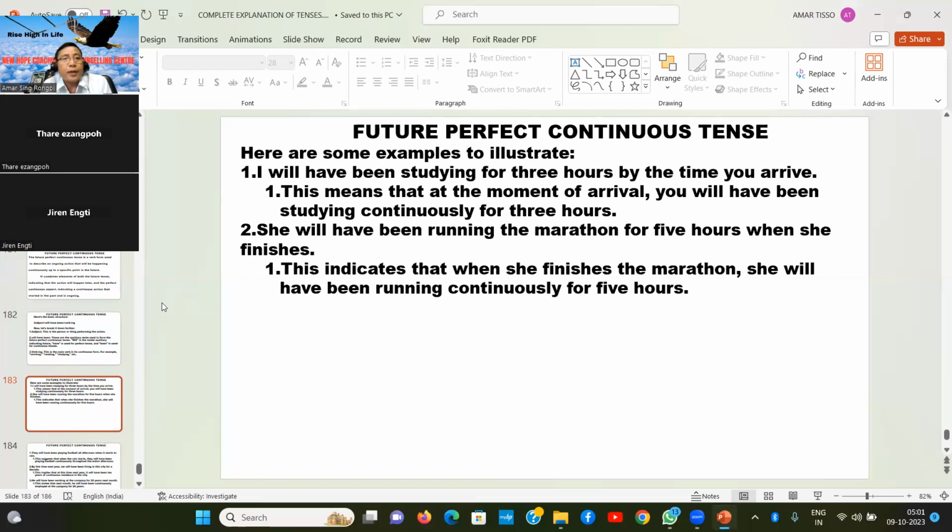Example sentences. Number one: I will have been studying for 3 hours by the time you arrive.